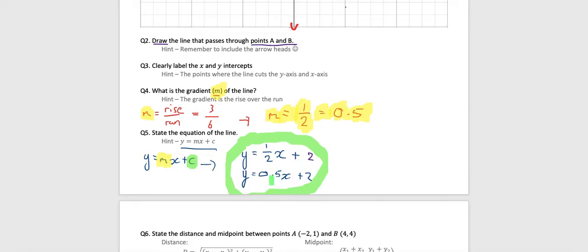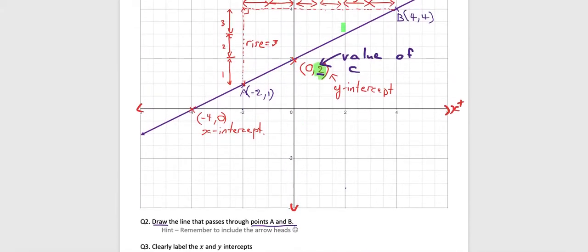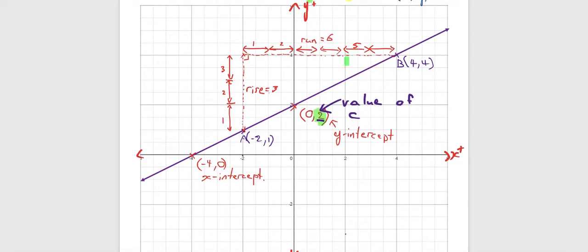How you'd like to represent this is permissible. Either you can do the gradient as a fraction or you can do it as a decimal. It doesn't really matter. I'd recommend picking whatever form is the most precise. So if you can't simplify the fraction and it turns into an irrational number, then use a fraction, but otherwise you can use either. It doesn't really matter. But this is how we would state the equation of a line for this particular line here.